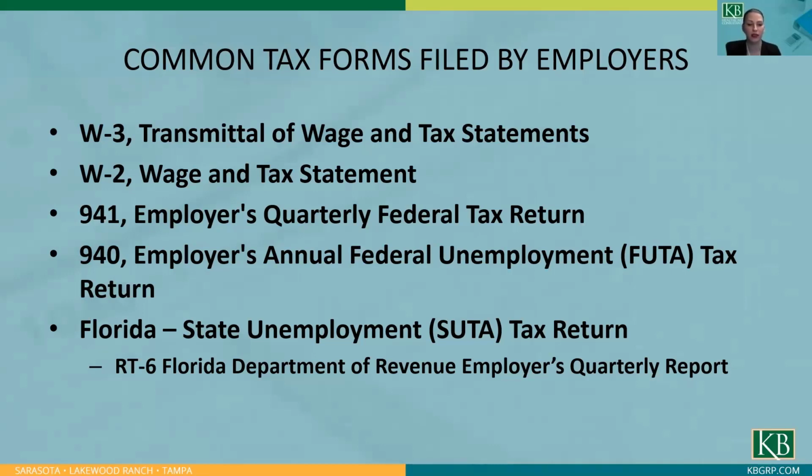The last form listed is specific to the state of Florida. Form RT6 is the Florida Department of Revenue Employer's Annual State Unemployment Tax Filing, and that is the employer tax that is due. And that filing is submitted quarterly. So just like the 941, we file that return at the end of each quarter and we submit any tax due with the quarterly filing that was not submitted with the regular payroll runs.